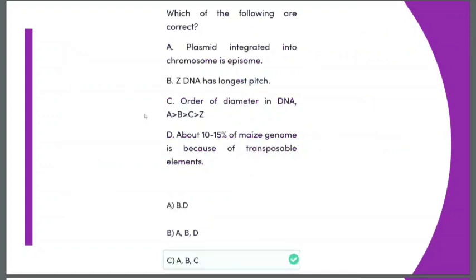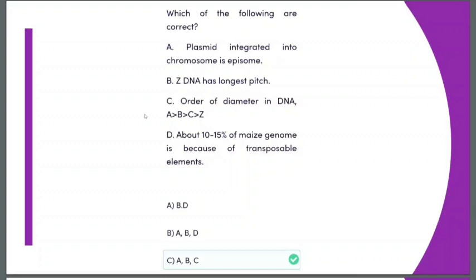36th question is, which of the following are correct? Plasmid integrated into chromosome is episome, it's correct. Z-DNA has longest pitch, it's correct. C is the order of diameter in DNA: A is greater than B is greater than C is greater than Z, it's also correct.